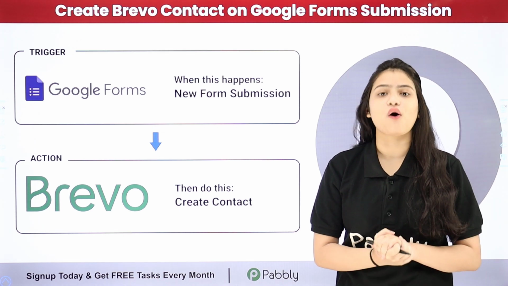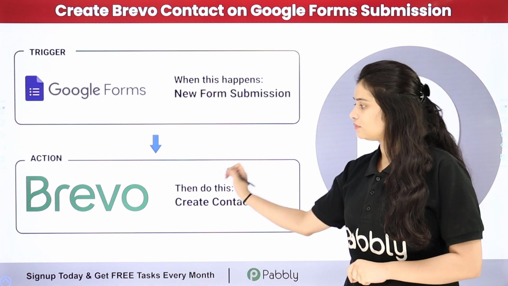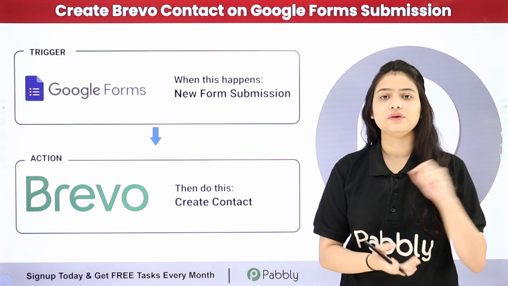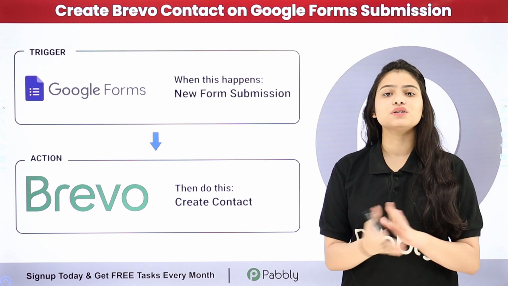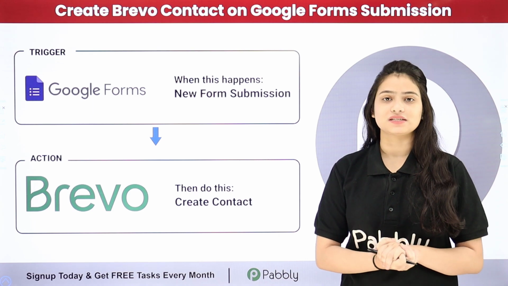So how are we going to automate this entire process? For this, we will have to set up the connection between Google Forms and Brevo, and that we are going to do without any coding or programming skills, simply with the help of Pabbly Connect. So if you also want to learn this amazing automation step by step for your business, you have to come towards my screen.